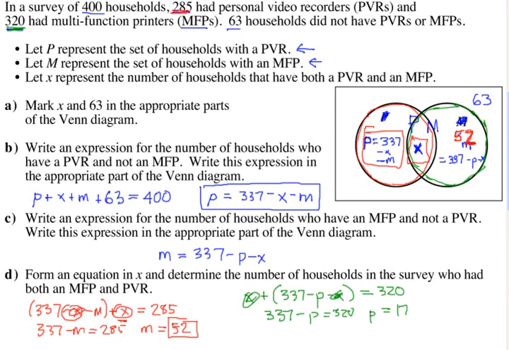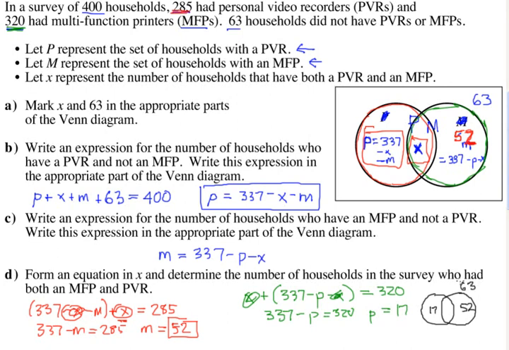So I'm just going to redraw this Venn diagram one last time, we'll make sure all of our numbers check out, because that was a lot of calculations, something could have gone wrong. Little p, I said, was 17. M on the right, we said, was 52. Oh, I haven't found x yet, have I? Whoops. How do we find that?